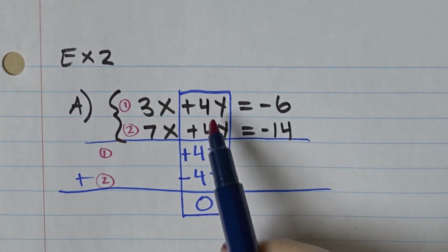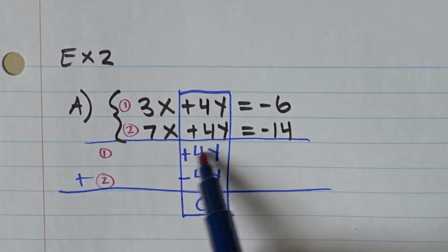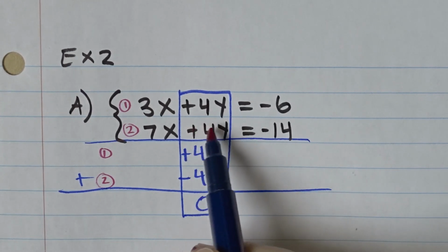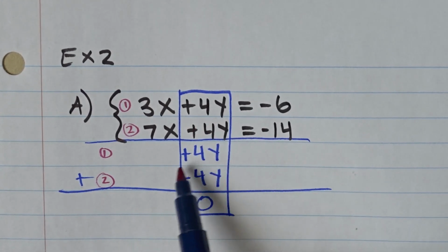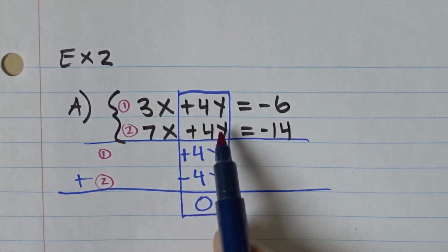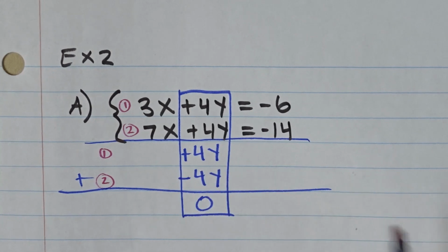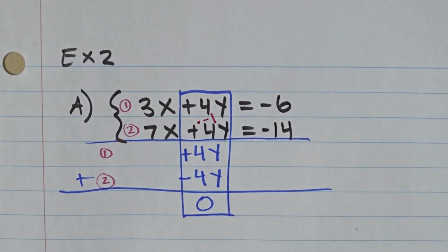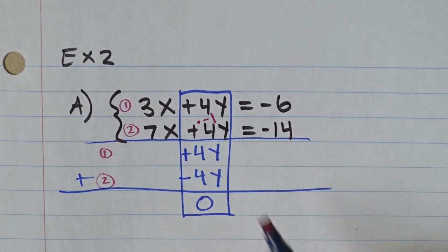So 4y positive, that one's okay. But the second equation has a positive 4y here, but I need the second equation to have a negative 4y. So what can I do to this positive 4y to make it into a negative 4y? And you should have been thinking, I'm going to multiply that by negative 1. So I multiply this term by negative 1.